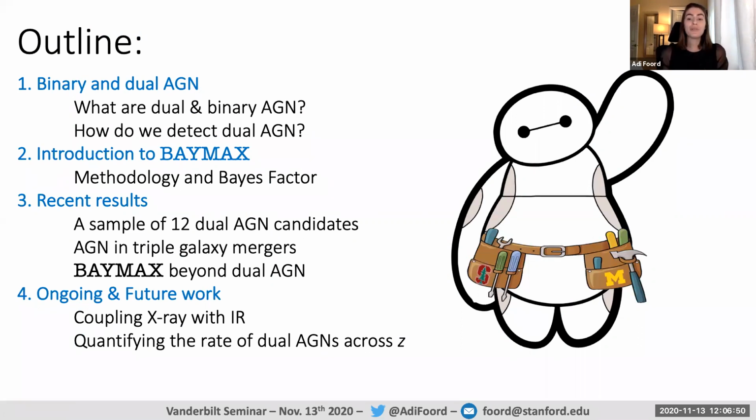Okay. So I'll begin with reviewing what binary and dual-AGN are and how we detect them. I'll then introduce you to my code BAYMAX, which stands for Bayesian Analysis of Multiple AGN in X-rays. This is a tool that I developed while at the University of Michigan. So I'll review the Bayesian framework behind it. For those of you who don't know, BAYMAX is also this friendly robot from the Marvel universe. So this is the logo for the code. So you'll be seeing the character on a couple of the slides. I'll then talk about results using BAYMAX, and in particular, recent papers which utilized it, as well as ongoing work that I'm using the code for, including using it for research beyond just dual-AGN. And then I'll quickly show some future work that I'm really excited about.